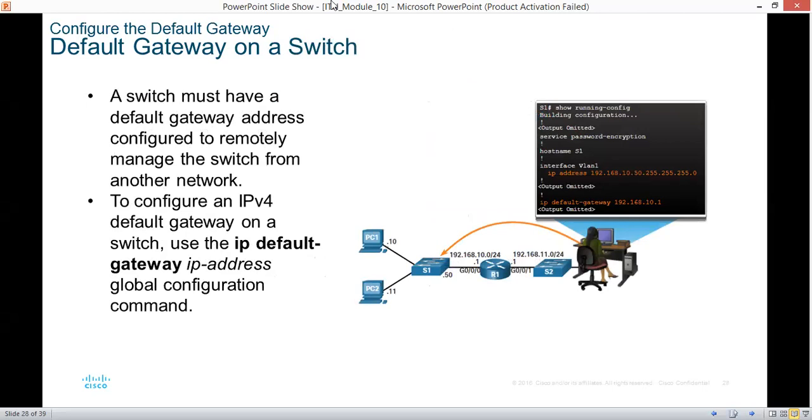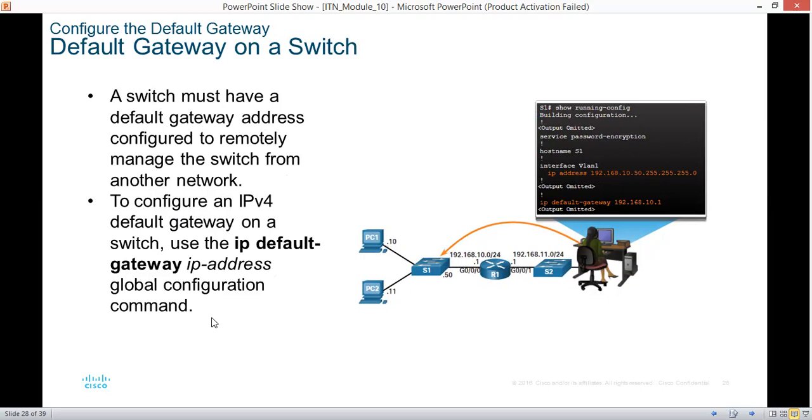A default gateway on a switch must be configured to remotely manage the switch from another network. If you give the switch a gateway, you can be on a different network and in some cases telnet into the switch by typing telnet and then the IP address, and here you go, you'll be in the switch. To configure an IPv4 default gateway on the switch, use ip default-gateway followed by the IP address.